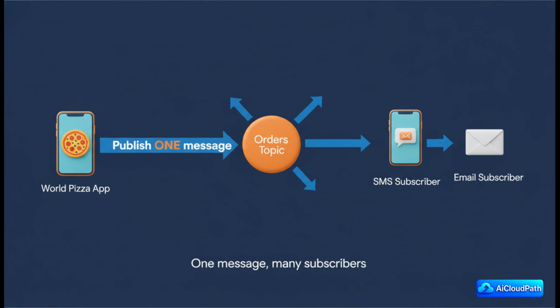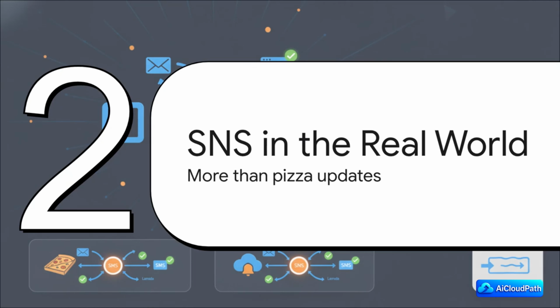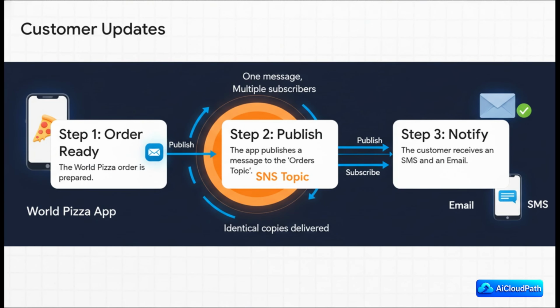So with just one action, the customer gets an SMS on their phone and a confirmation email. Talk about efficiency. Now, this fan-out thing is incredibly powerful, and trust me, it's used for way more than just pizza updates. So let's look at another, more critical use case. So, just to lock in that customer journey one more time, the app publishes a single message to the orders topic, and bam, the customer instantly gets notifications on all the devices they've subscribed with.